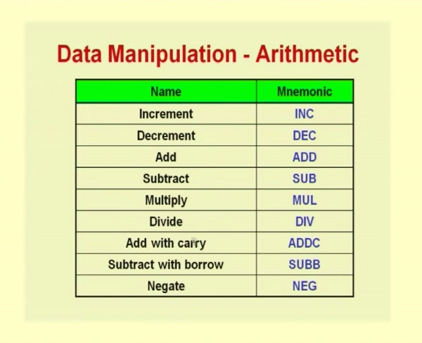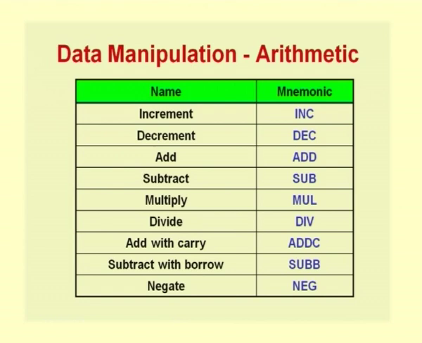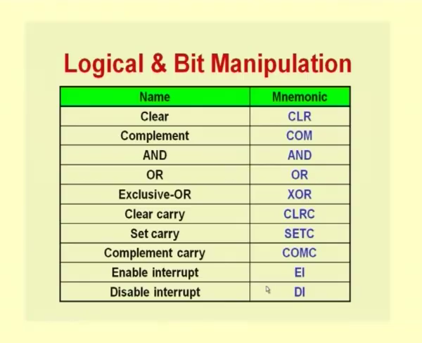Then you have many variations of add which are provided, which is add with carry, which means that you will do an addition with the carry value which was set by a previous add operation or a previous operation. Similarly, for subtract you have a variation which is subtract with borrow. You could also have a negate instruction which will negate the number. So, these are variations that you can have in arithmetic.